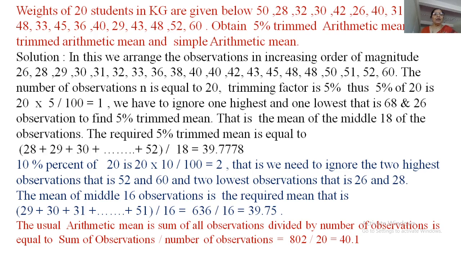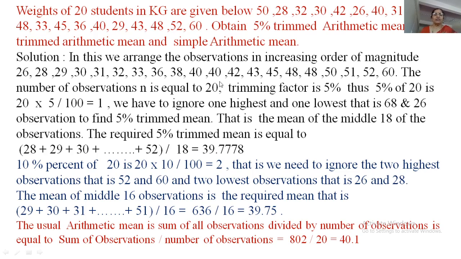So this is an example to show how to find the trim mean. Suppose in the class there are 20 students and their weights are given like this: 50, 28, 32, 30 up to say 60. So these are a total of 20 observations. Suppose we need to compute a trim mean. Suppose 5% is the alpha value. Then in that case what will we do?